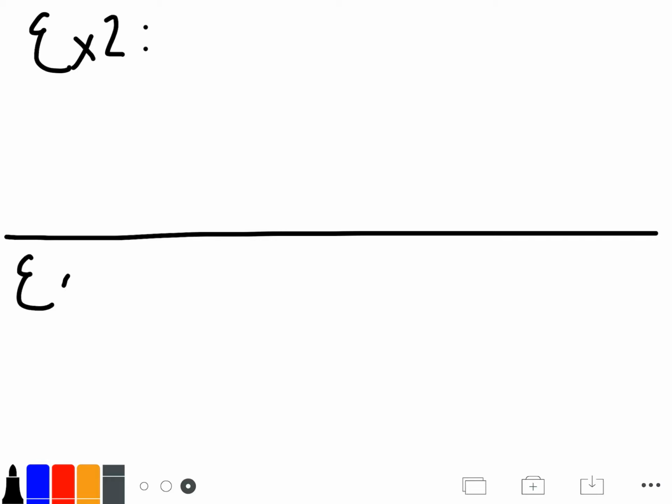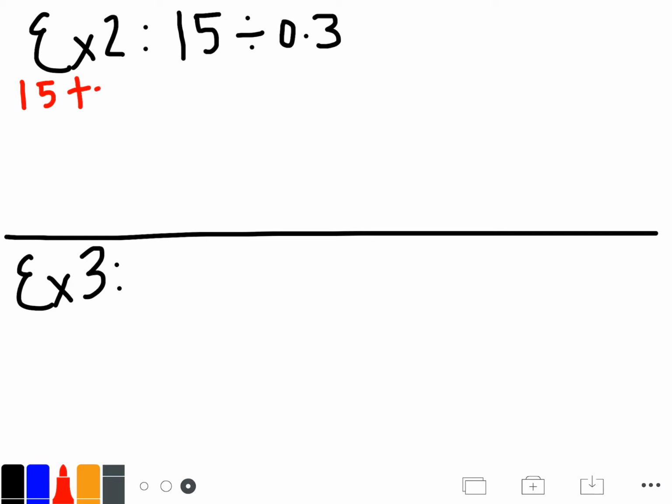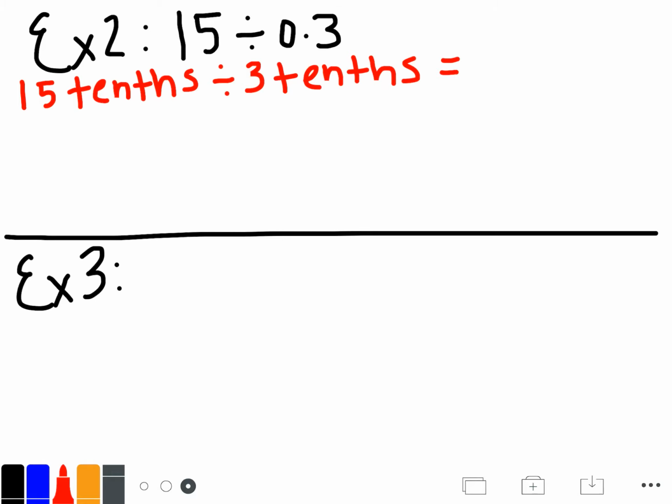In this example, we have examples 2 and 3. Example 2 is going to be 15 divided by 3 tenths. So I'm taking that 15, and what you'll see is my mistake. I wrote 15 tenths as well, but we know that 15 tenths is not equal to 15, so it would actually be 150. I wrote out that problem with tenths only: 150 tenths divided by 3 tenths.